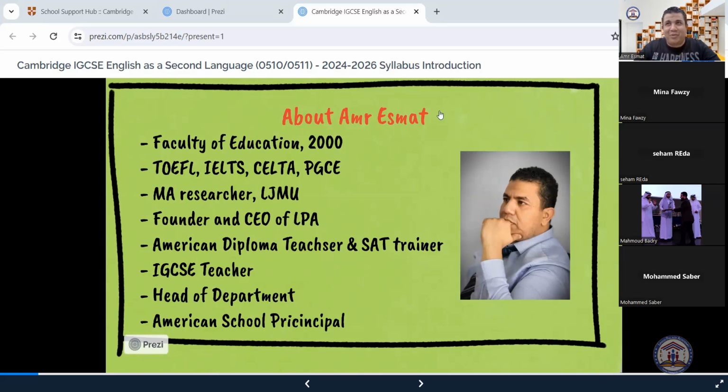Recently, maybe like 2 days ago, I completed the PGCE, which is Postgraduate Certificate in Education from the University of Liverpool, John Moores in Liverpool, England. And I'm continuing my studies to be an MA researcher in the same university.